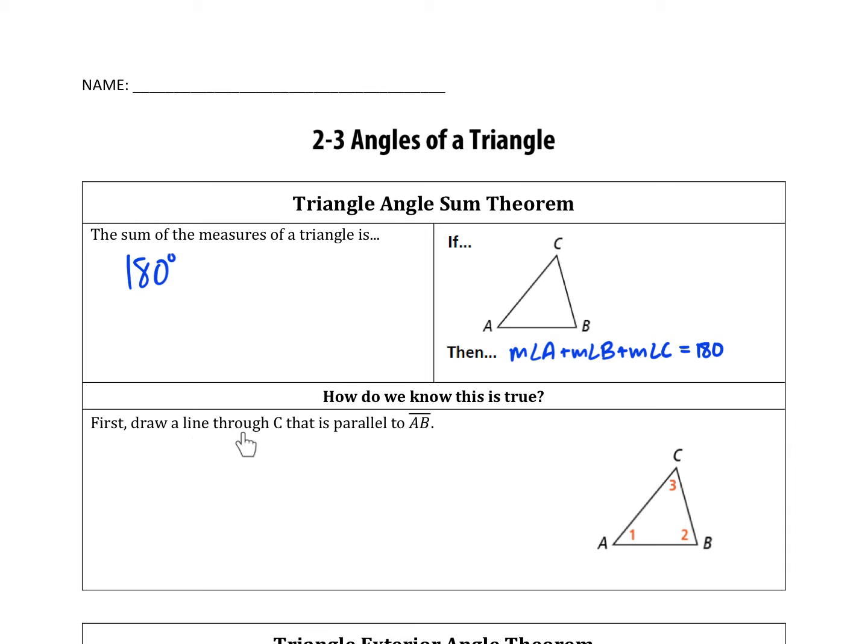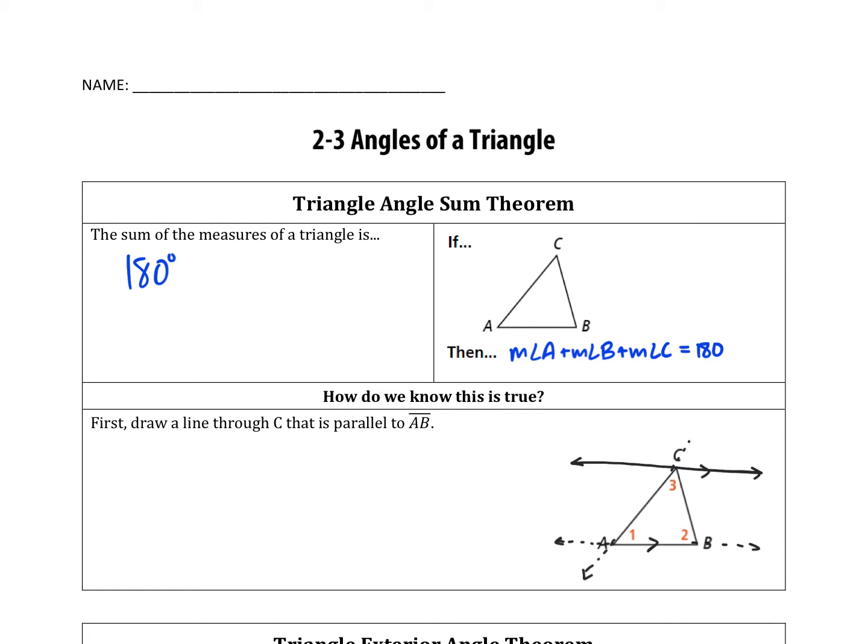So the first thing we're going to do to prove that these three angles add up to 180 is draw a line that goes through C and that's parallel to line AB. There would only be one line that you could draw that would do that. It would maybe look something like this, so that this is parallel to this. Now, when that happens, we can look at a couple of relationships. And what I'm going to do is extend this line and extend this line.